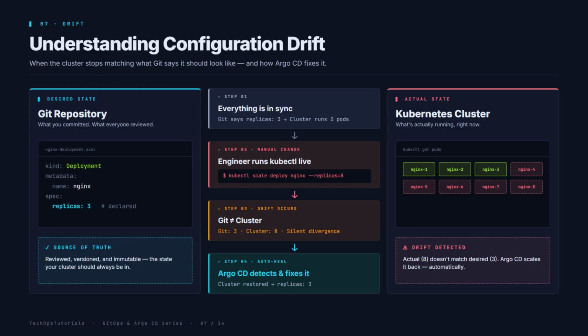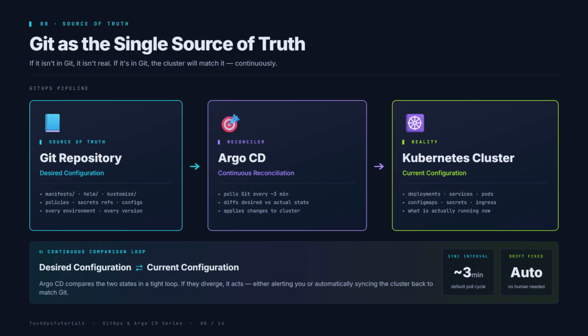This continuous monitoring and automatic correction is one of the biggest advantages of GitOps. It helps ensure that your Kubernetes cluster always matches the approved configuration stored in Git. Now let's understand one of the most important ideas in GitOps. Git becomes the single source of truth, but what does that actually mean? It simply means that the Git repository stores the configuration that your Kubernetes cluster is expected to run.